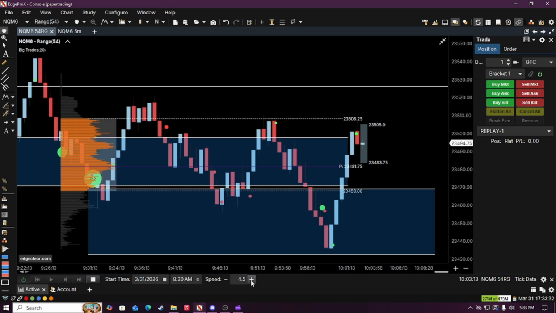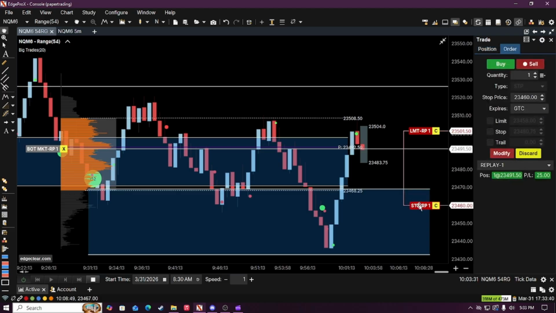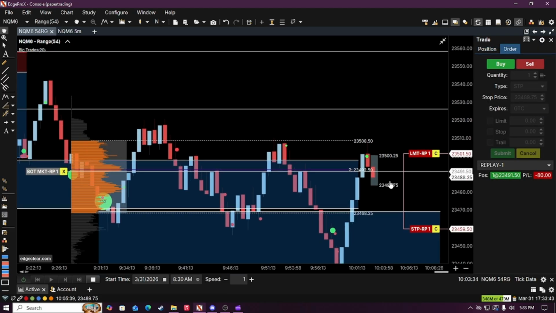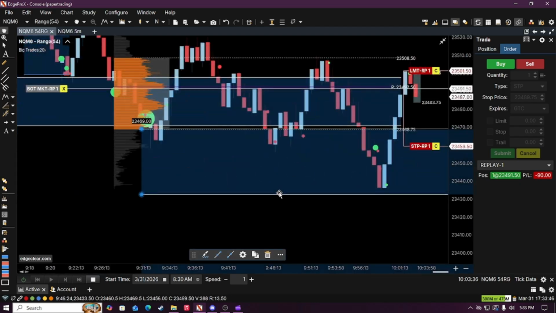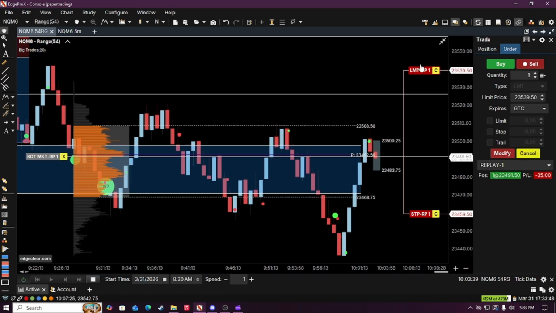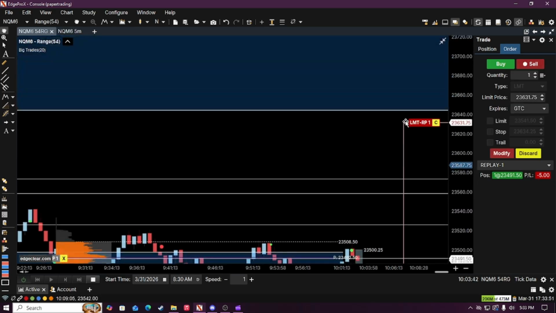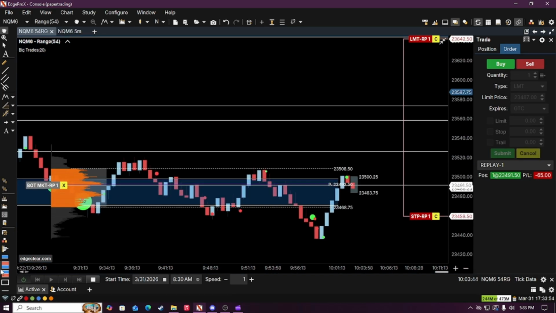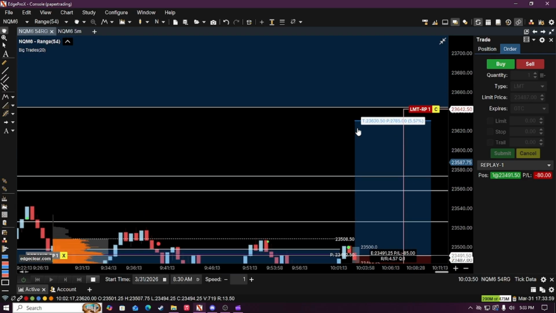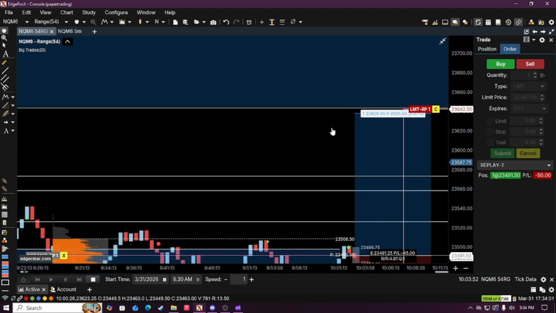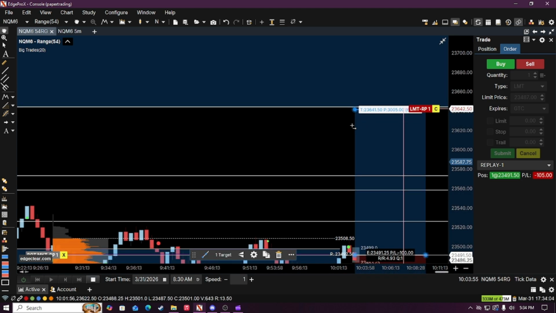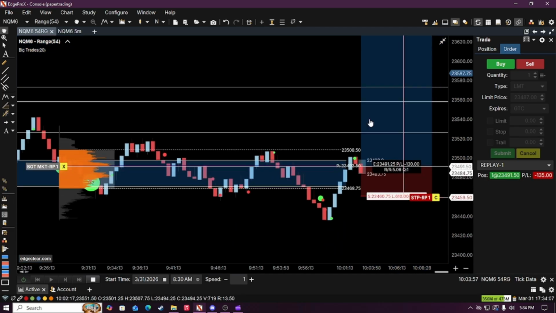A little bit down, a little bit downwards. Oh wait, it shifted. So okay, yeah, point of control. We pretty much cover ourselves under the fair value, the low volume node, sorry, and profit all the way here. And look at that. I mean, we enter here. Wait, I moved that. A 1 to 5 risk reward. That's pretty okay.